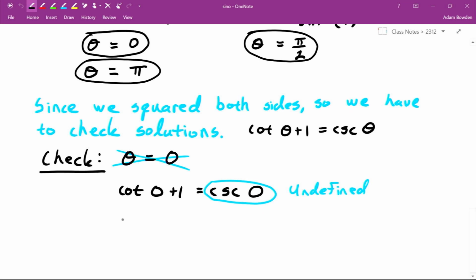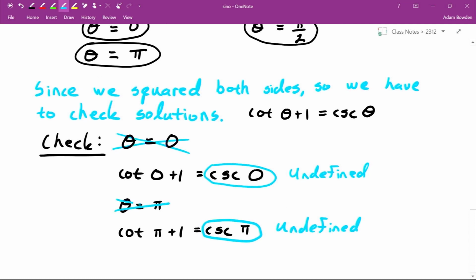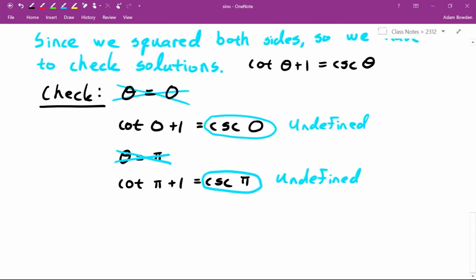If we go through and we also do the same thing for theta equals pi, cotan pi plus 1 equals cosecant pi, the same exact thing will occur. Cosecant is undefined for pi. So pi also is not a solution.